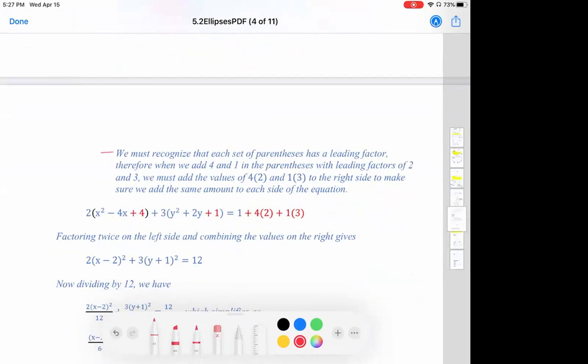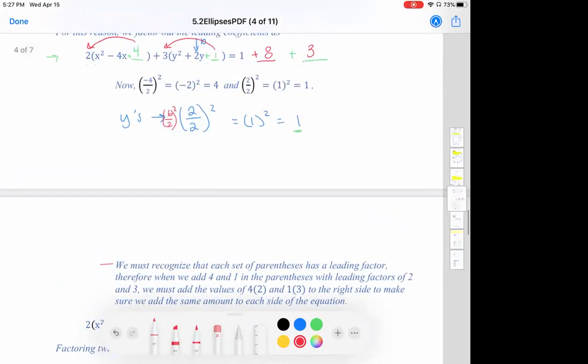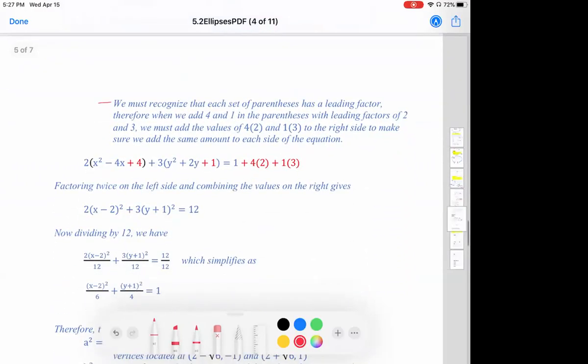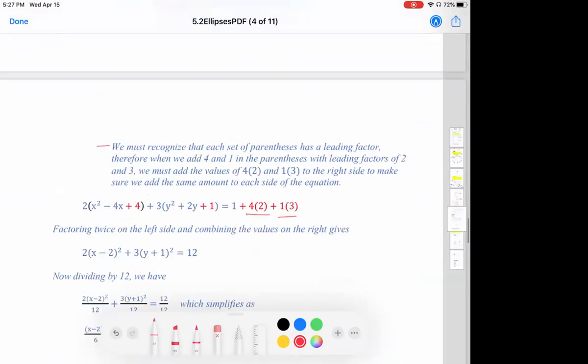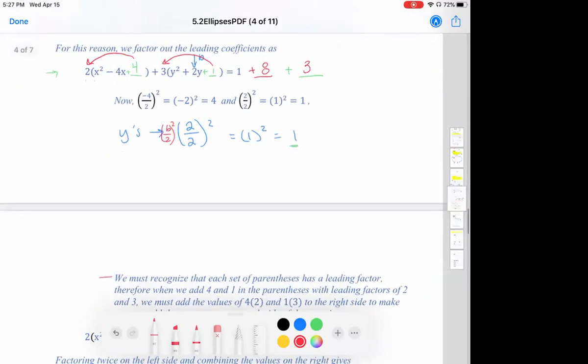All right, it reads, we must recognize that each set of parentheses has a leading factor. Therefore, when we add 4 and 1 in the parentheses with leading factors of 2 and 3, we must add the values 4 times 2, which is when we're asking for permission to go out, in case you like that analogy, and 1 times 3 to the right to make sure that we add the same amount to each side of our equation. And so we wrote 8 and 3, which is what we have above, right? 8 and 3.